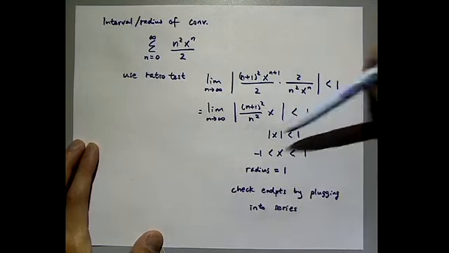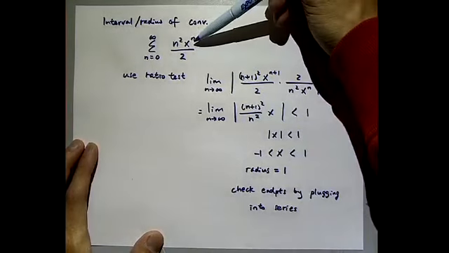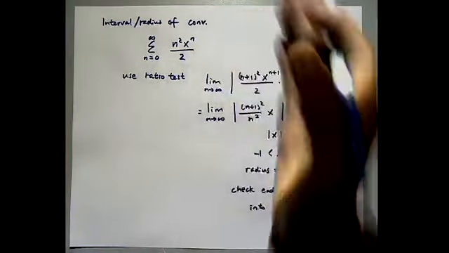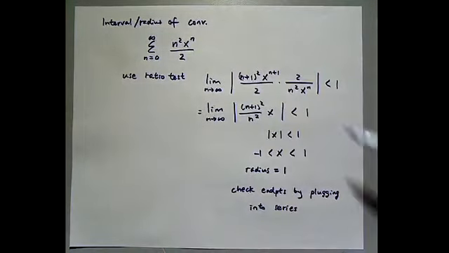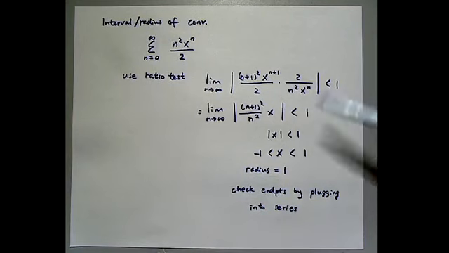And then you also have to remember to check the endpoints by taking those numbers into the series. And then look at what you get. Right? You end up with one of the series that we have already seen, and then you can make a conclusion about the endpoints. The radius part is easy. That's not affected by the endpoint. But the interval is affected by the endpoints.